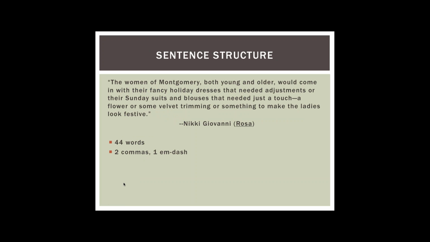Let me just do one more example of this. The women of Montgomery, both young and older, would come in with their fancy holiday dresses that needed adjustments, or their Sunday suits and blouses that needed just a touch, a flower, or some velvet trimming, or something to make the ladies look festive. 44 words, 2 commas, and an em dash. My hunch is that's going to be a sentence that a lot of fourth graders aren't going to understand. And so if the teacher recognizes that a sentence like that could be a big challenge, she can prepare for it. She can be ready so that when the kids are done reading this story, she can ask them, what did the women of Montgomery do?